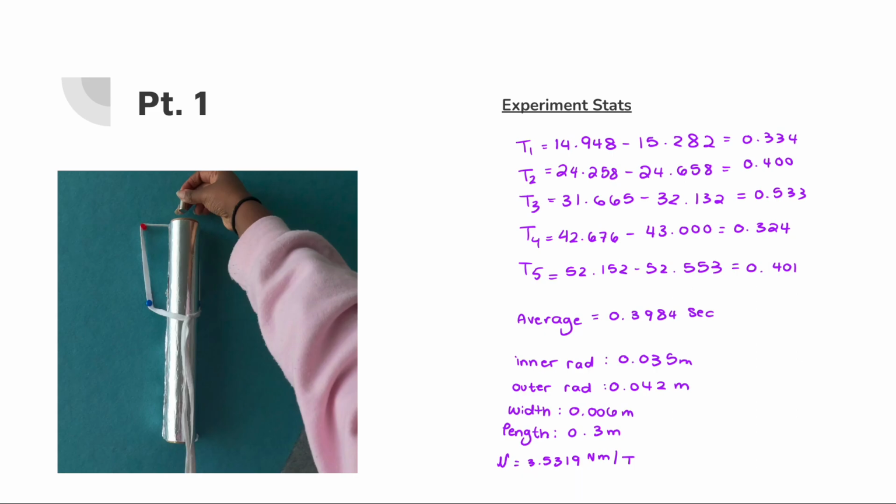As you can see, our average time was 0.3984 seconds. We have also measured our inner radius, outer radius, the width of the aluminum itself, and the length of the tube, as well as our magnetic dipole magnitude.